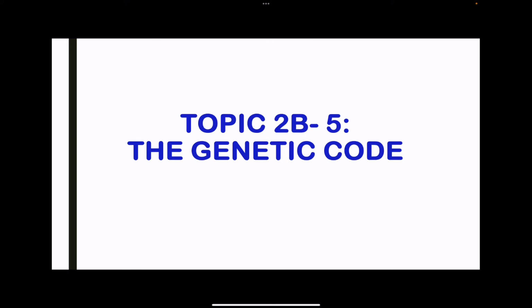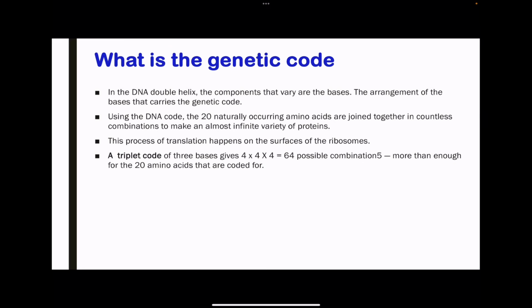Going to topic 2b5, the genetic code. In the DNA double helix, we know the backbone is going to be exactly the same, made up of a phosphate and a sugar, but the bases are the ones that vary. We know that there are 20 naturally occurring amino acids, and these have to be joined together in complex combinations in order to produce infinite varieties of proteins. We know there is going to be transcription and then translation occurs on the ribosomes as the amino acids are assembled in order to produce the protein.